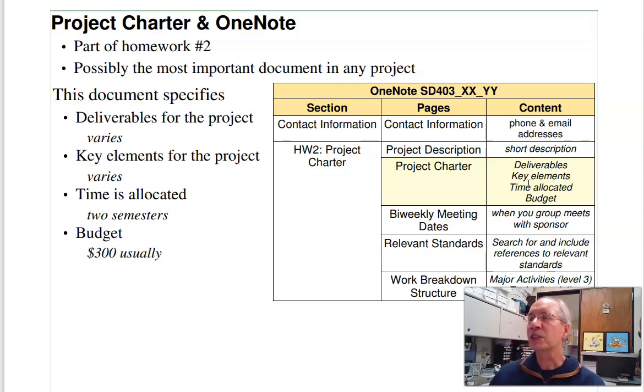Now, the deliverables vary project to project. The key elements also vary. The time allocated, though, is kind of fixed. That's 2 semesters. Senior design is a 2-semester sequence. And the budget, most projects are about $300 budget.